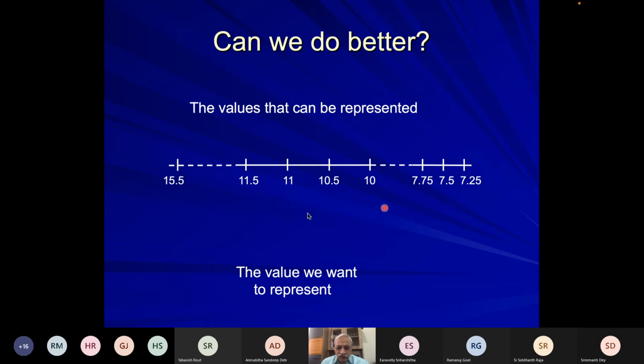So the value we wanted to represent was 10.875, which is lying here. And the values which are actually representable in the given number of bits are these. So what we would like to do is round it off to the nearest value. So 11 is the closer answer than 10.5. We got 10.5, but the closest value which can be represented in the given number of bits is 11. So we need to do some rounding off.